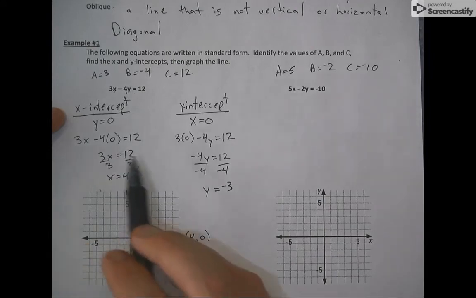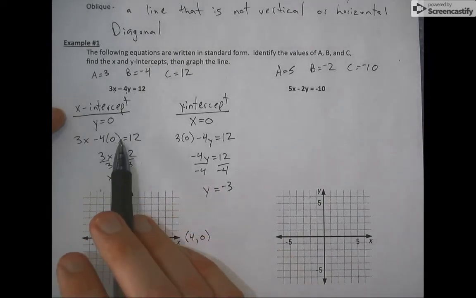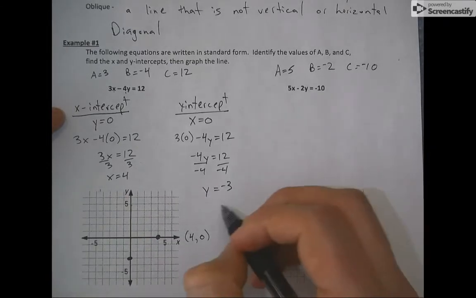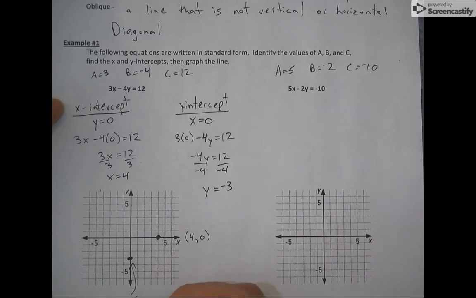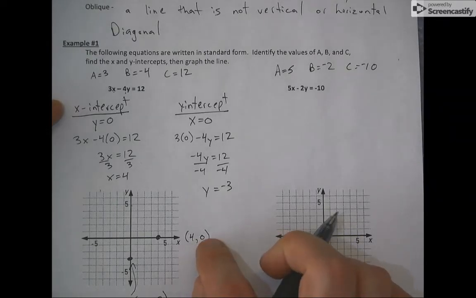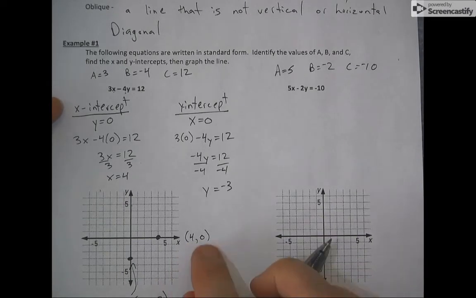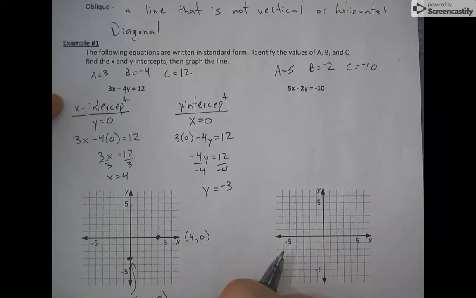So by plugging numbers in, now we chose specific numbers of 0, but technically you can plug any number you want in and solve for the other value, and it's going to give you a point on that line. So this value right here is the point 0 for x, negative 3. So we plugged in 0 for y and we found out x was 4. And then we plugged in 0 for x and found out y was negative 3.